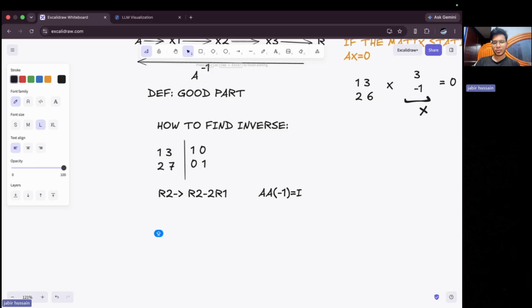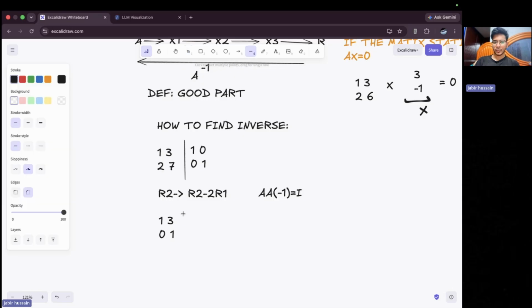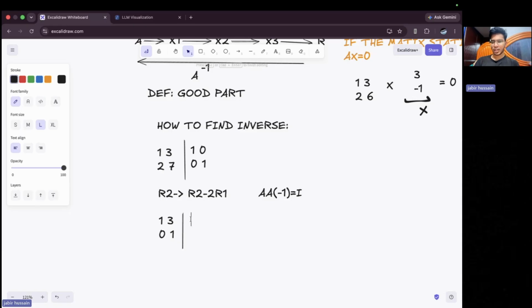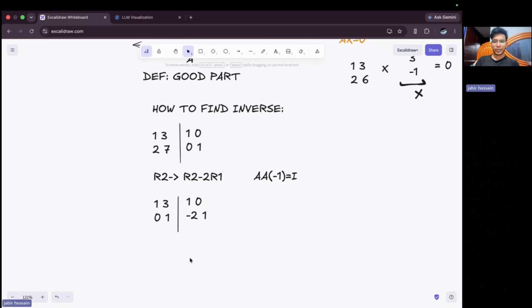So if I do that, then what will happen? 1 3 and 0, and 3 7 minus 2 into 3, it will give me 1. Now again I have my augmented side here as well, and the same thing happens here. The upper row will be the same, 1 0, and the lower elements will be minus 2 and 1. Till here I hope I'm clear.